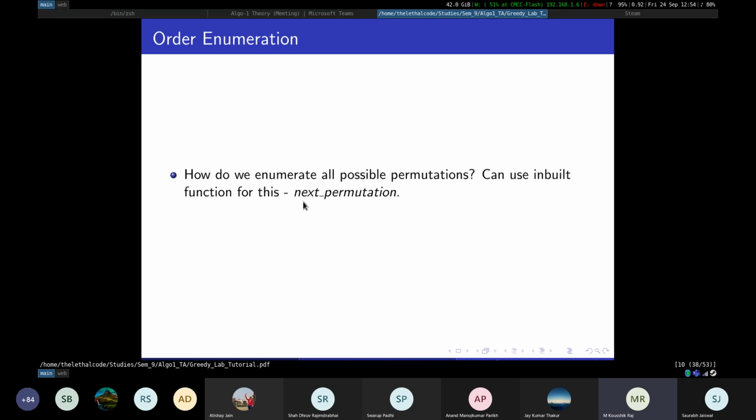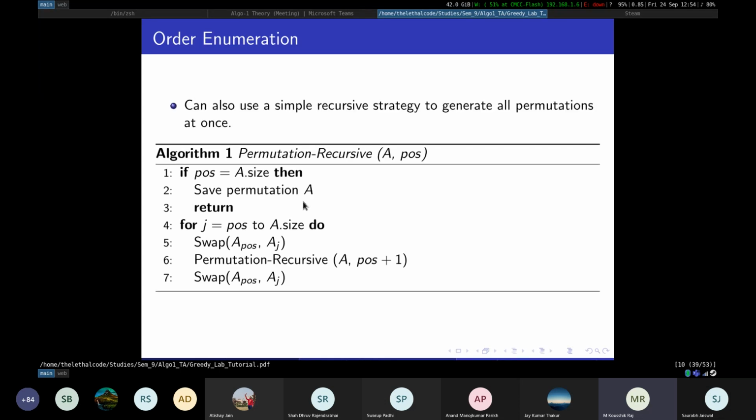But obviously, sometimes your assignments will ban you from using STL. In that case, what are you going to do? You can go for a simple recursive strategy. Since we are short on time, I won't be explaining a lot on this, but have a look at this algorithm. If you want, you can just pass some array of size 2 or 3 to this function and see, or implement it in C++ and see how it works, and I think you'll be satisfied. I'll share the slides if you want.